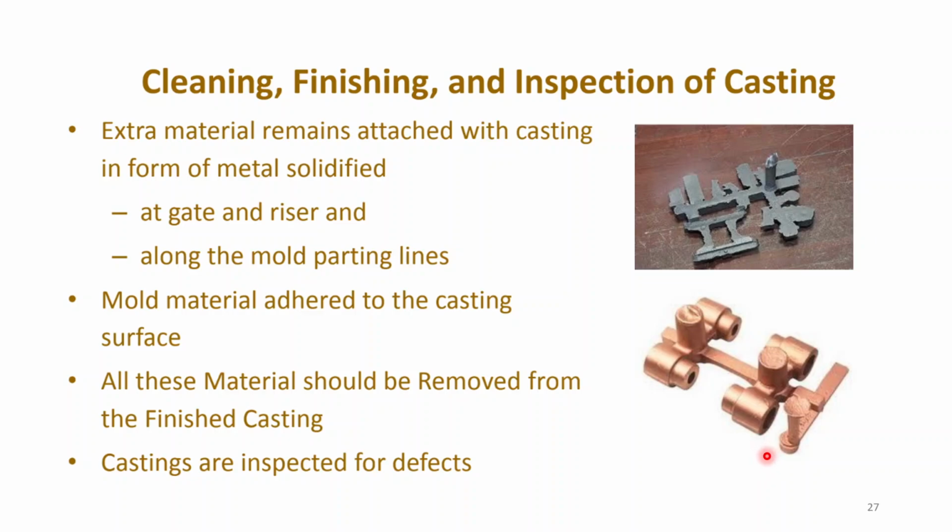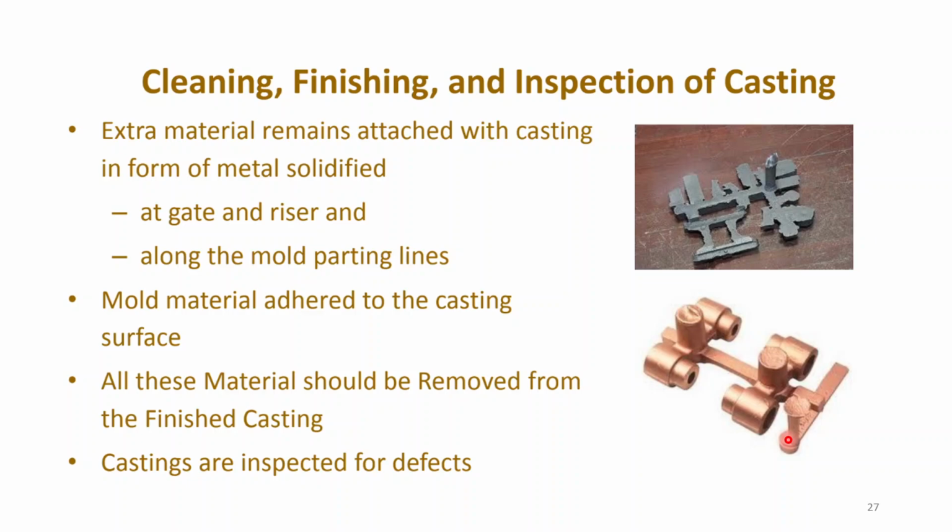Okay, so extra material, which is shown here as well. This part is your riser part. So this also has to be removed. The extra material remains attached with the casting in the form of solidified metal at the gate and the riser. This gate and riser have to be cut off along the mold parting lines. There will also be some lines formed on these, which also need to be ground.